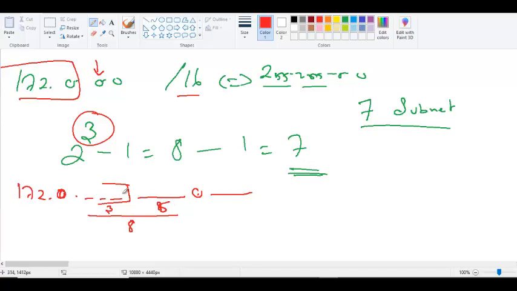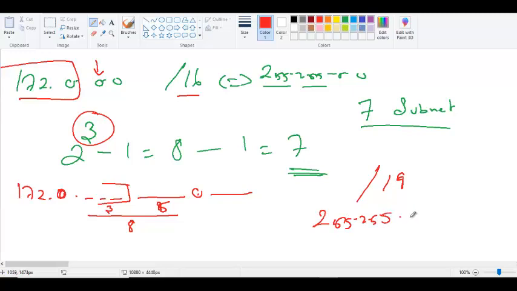So what will be the new subnet mask? You have decided to borrow 3 bits. What will be the new subnet mask? Slash. Earlier you have what? 16. Now 17, 18, 19. Slash 19. And if you want to write this in the classical format, then it is 255.255.224.0.